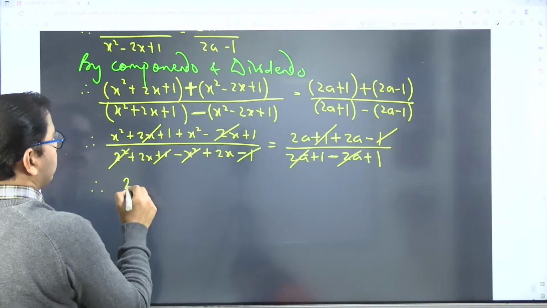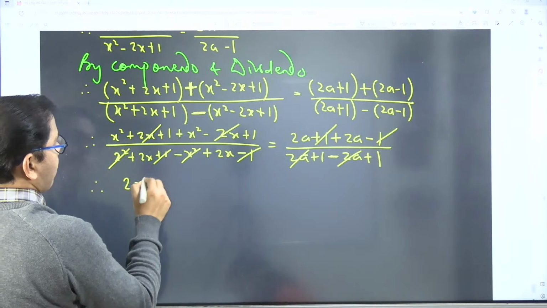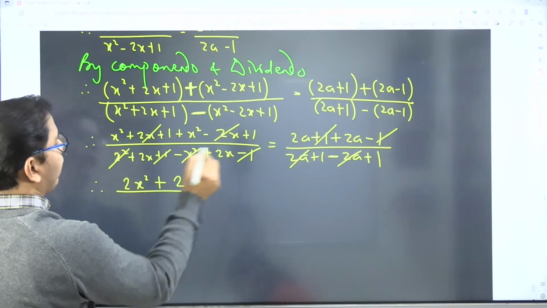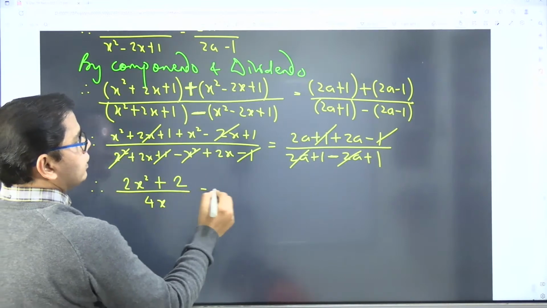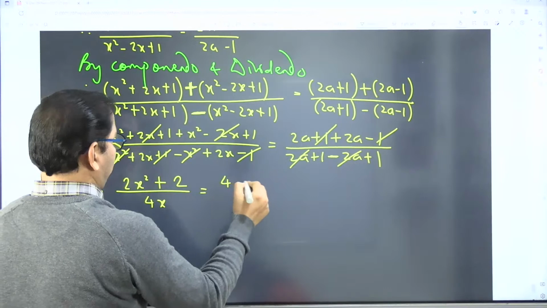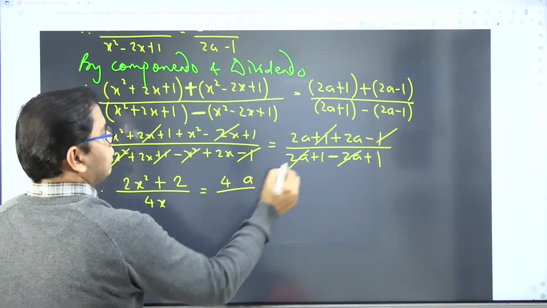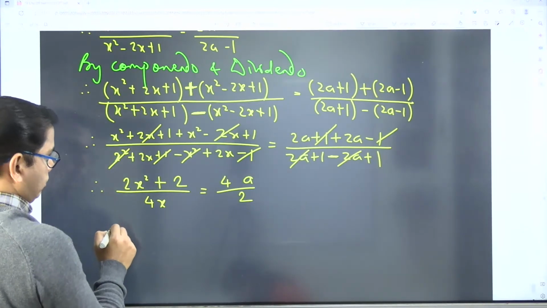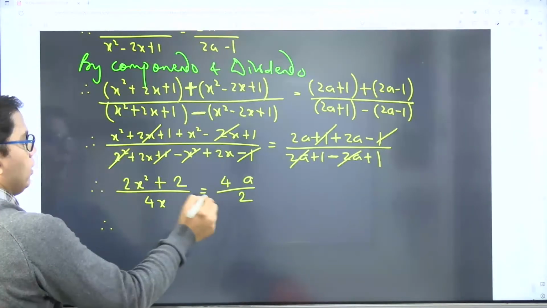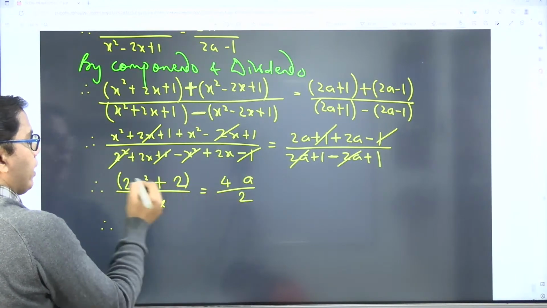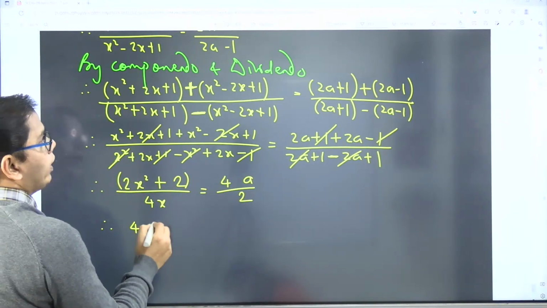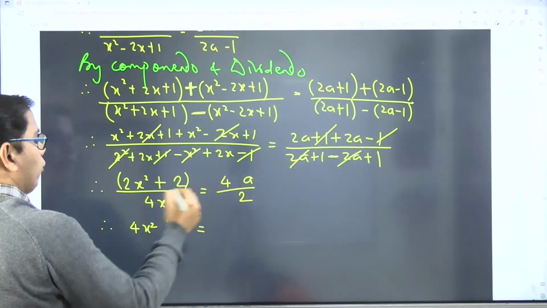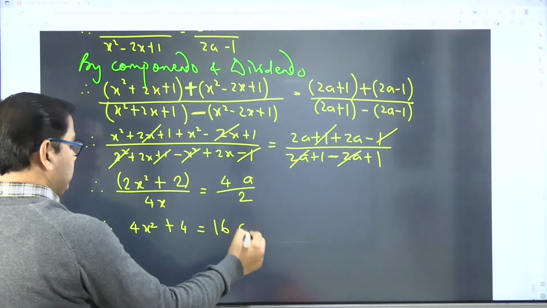X square plus x square is 2x square. 1 plus 1 is what? 2. Upon what? 2x plus 2x is 4x, is equal to what? 2a plus 2a is 4a and 1 plus 1 is 2. What do we do? Let us cross multiply. 2, okay, 2 terms, so put a bracket. 2 into 2x square is 4x square, okay. 2 into 2 is what? 4, is equal to what? 4 into 4 is 16ax.